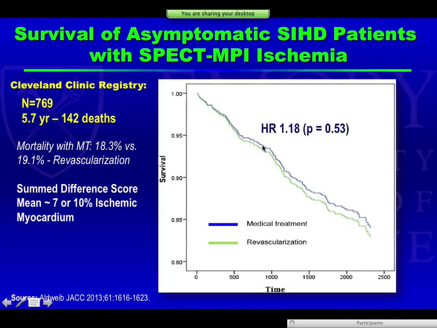revascularization improves outcomes. Just to throw in some more timely evidence, this is observational data. It comes with all the fraught of observational evidence.